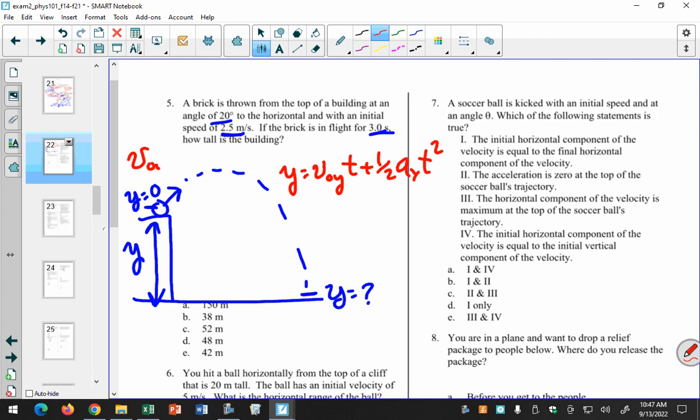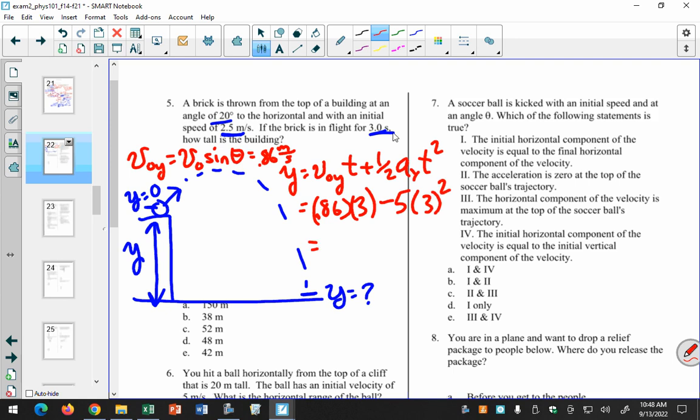V naught y is equal to v naught sine of theta. That's equal to 2.5 sine of 20. I get 0.86. So I can calculate y. I get 0.86 times t, which is 3 seconds. Because the time is given, that's what makes this problem so easy. Usually finding the time is the hard part, but the time is given here, so it turns out to be a pretty simple problem.